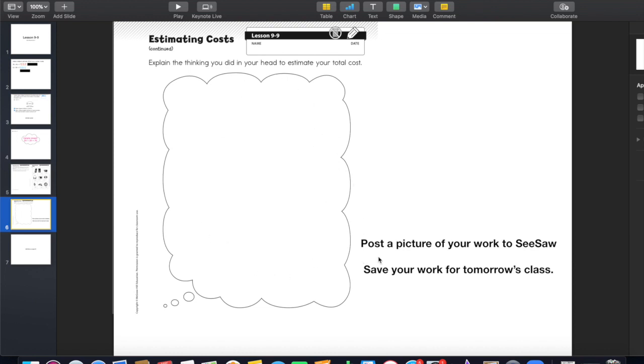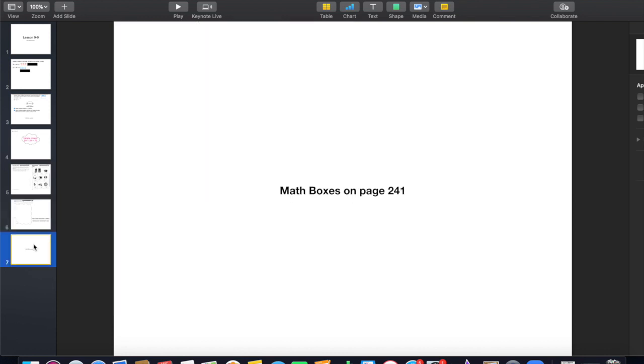After you do that, please post a picture of both of your pages of your work to Seesaw, and then save this for tomorrow's class. Tomorrow we're going to go back, we're going to review it, revise it, make any changes to make sure if someone else was looking at it, they'd be able to understand. And we'll also look at some sample answers. When you finish, complete the math boxes on page 241. Happy estimating!